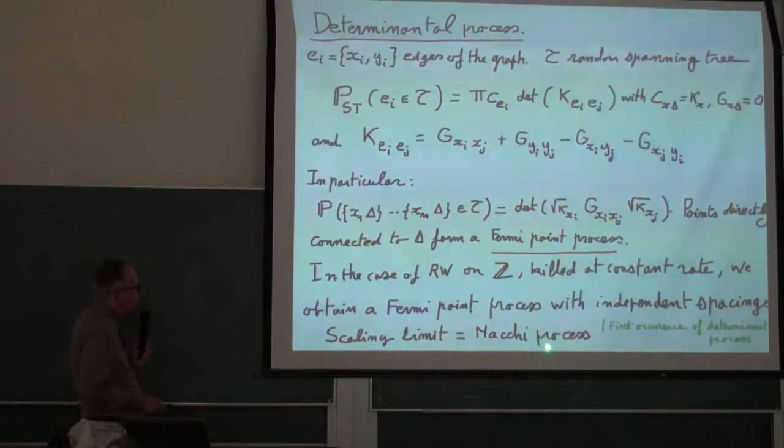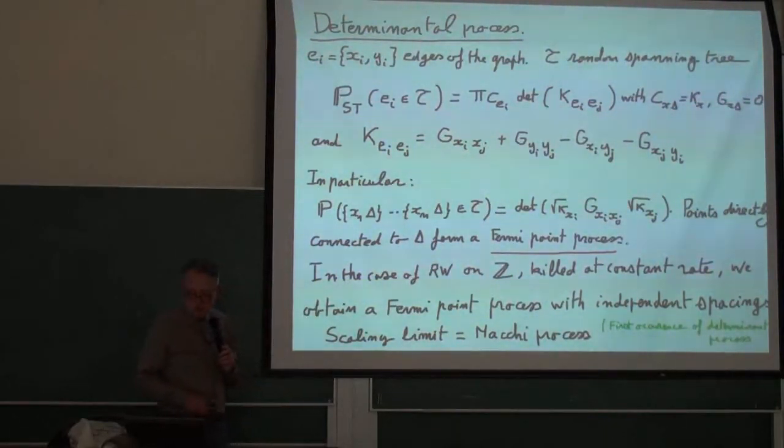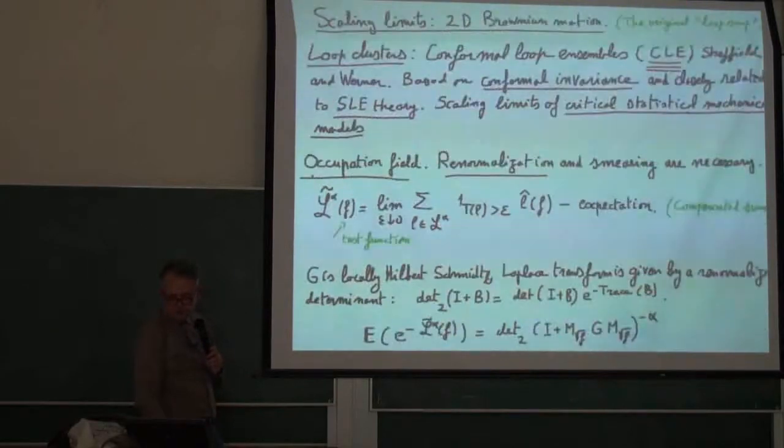In the scaling limit, if you think of Brownian motion, there will also be spanning trees, which would just be intervals, and one point in the middle connected to the Earth. Not exactly in the middle, somewhere in the interval. And so these points form, again, a Fermi point process, which is actually the Mackey process. And this was actually the first occurrence of determinantal processes in the literature. So you find them again in this theory.